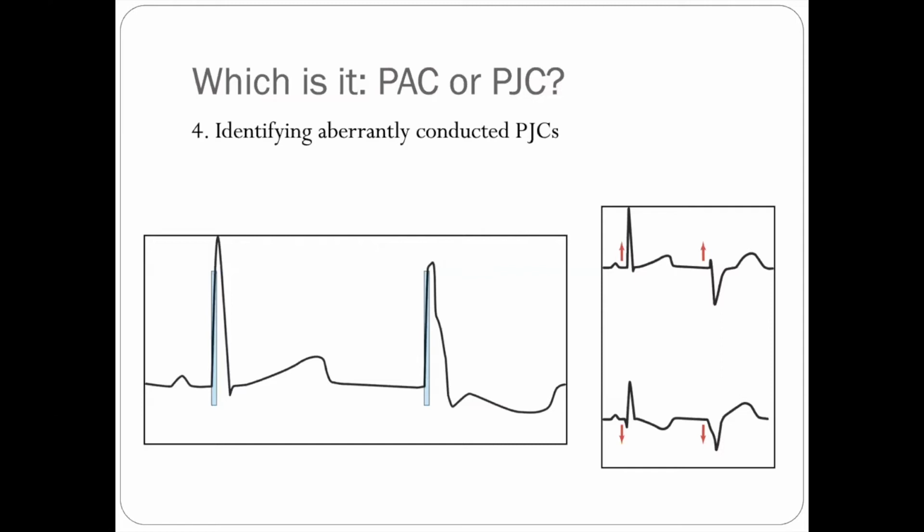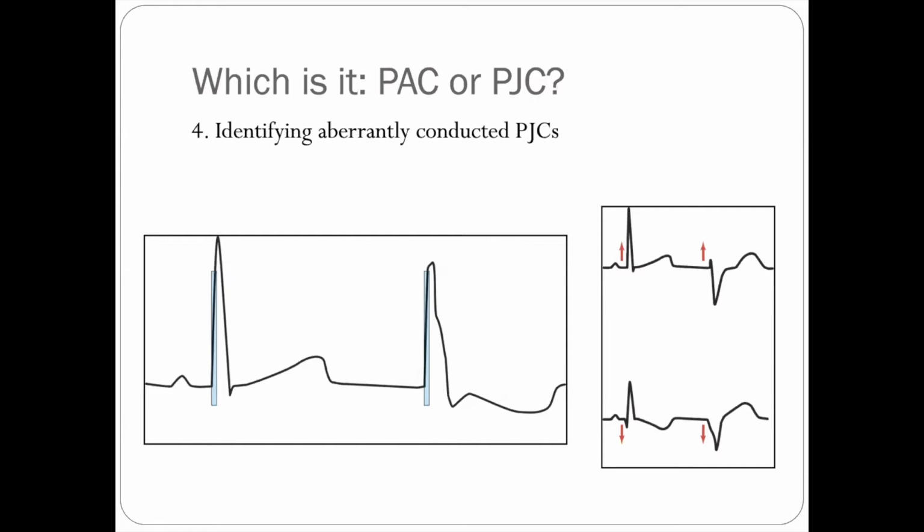What that means is that the first part of the QRS complex of the aberrant PJC will always match the first part of the regular QRS complex. The first few milliseconds will be the same. In other words, when you look at it, you'll see the start of the QRS complex of the PJC that's aberrantly conducted will be identical to the start of the QRS complex of every other QRS complex.